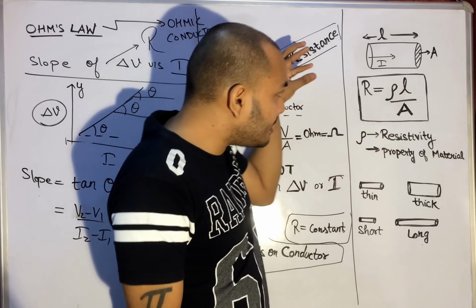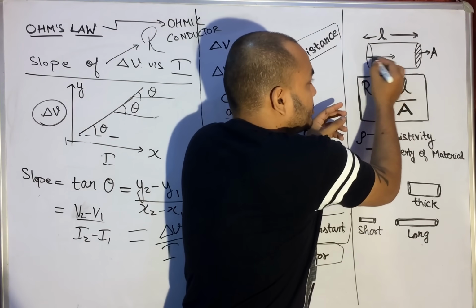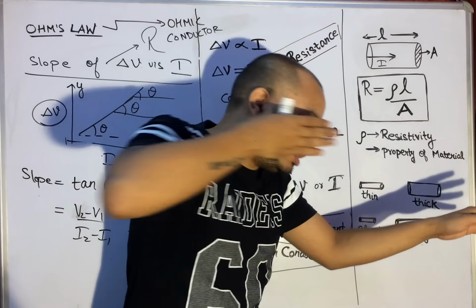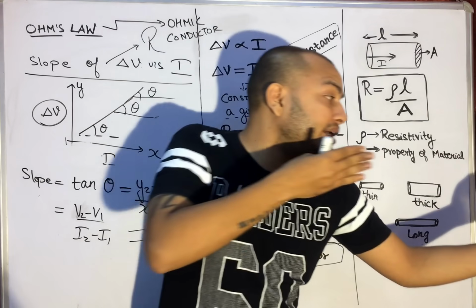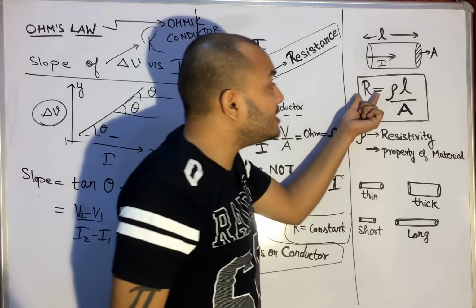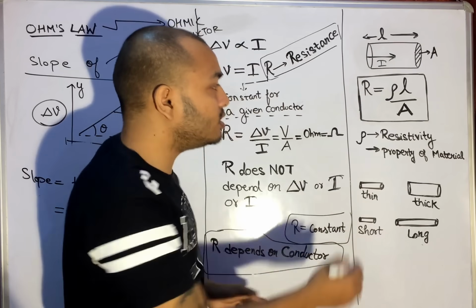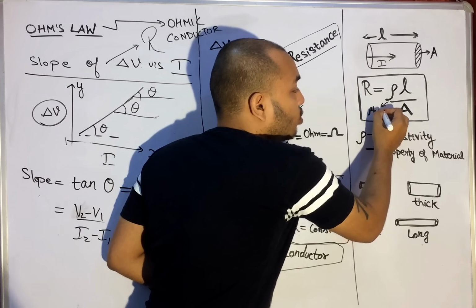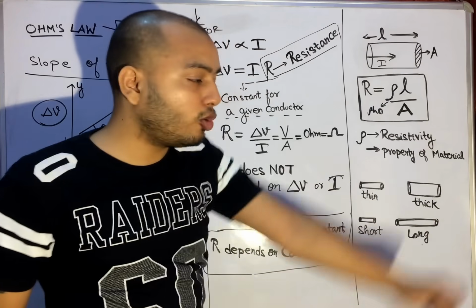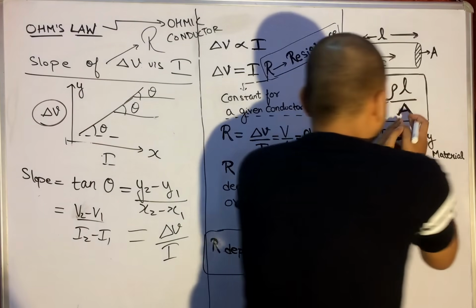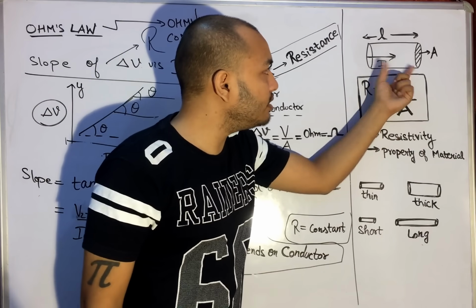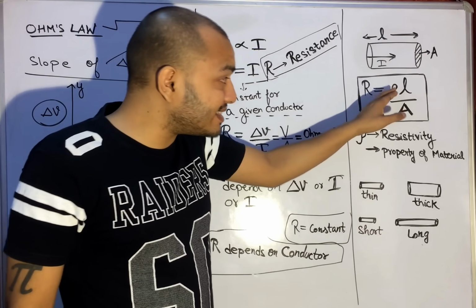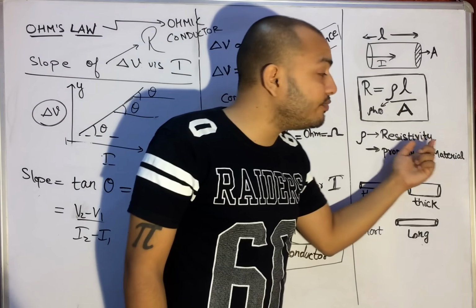If this is a conductor and current is flowing like this, this is the cross section which the current is crossing through, and this is the length the current is covering. So resistance is equal to rho L by A. L is length, A is area. This rho is resistivity.